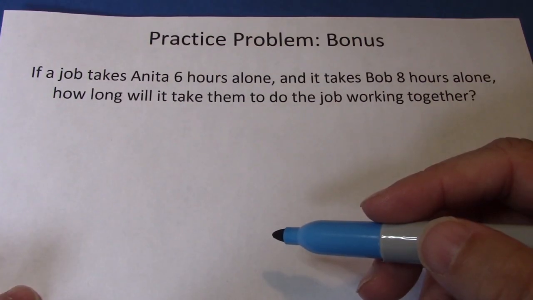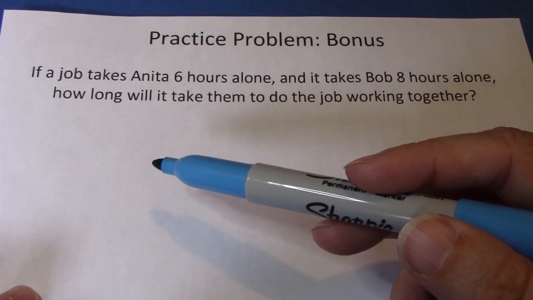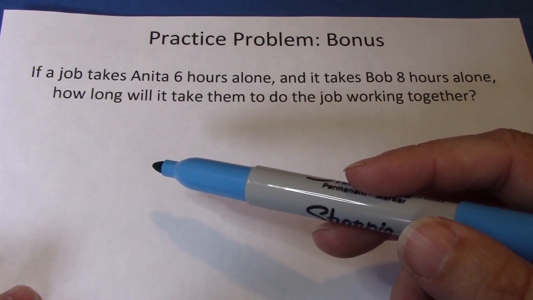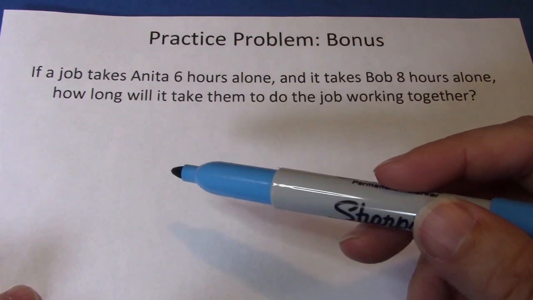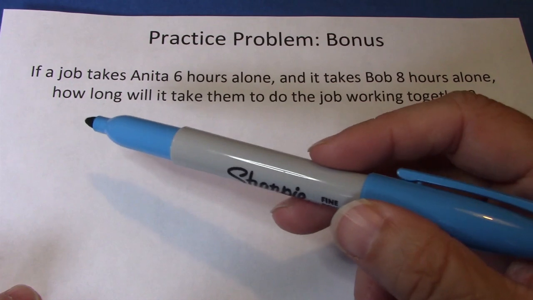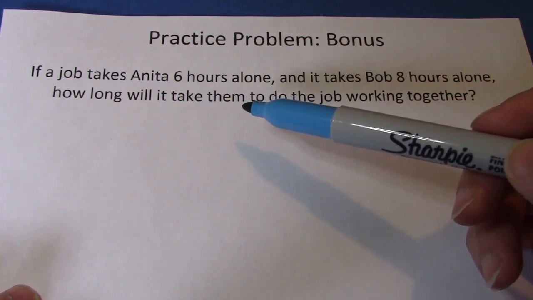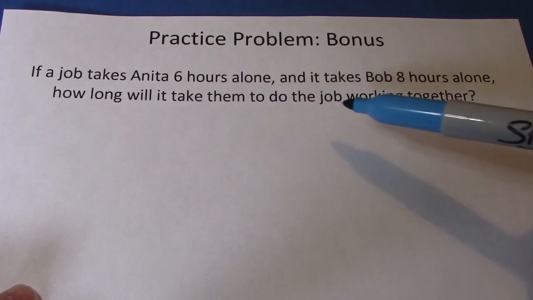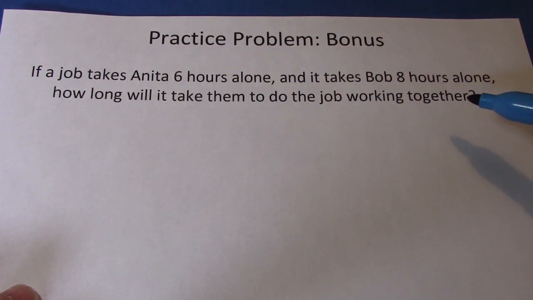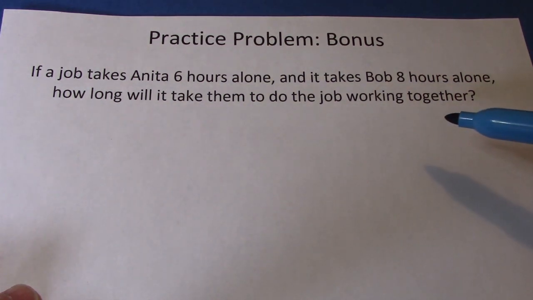Here's a bonus practice problem for this section. It's about an indirect proportion, but it's an unusual kind. And just watch in case you come across this kind of problem in the future. Here's a problem that says it takes Anita 6 hours alone to do a job, but it takes Bob 8 hours alone to do the same job. How long will it take them to do the job if they work together?